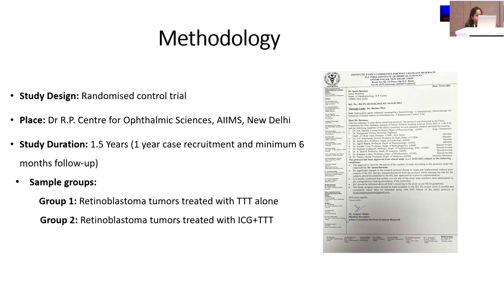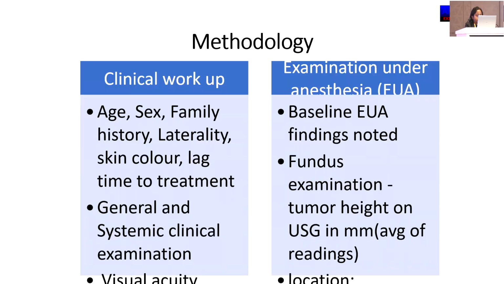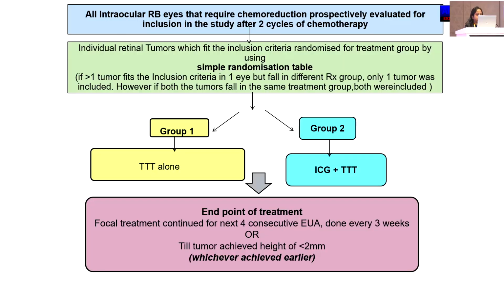So it is a randomized control trial for a period of 1.5 years done in RP Center for Ophthalmic Sciences, AIIMS, New Delhi. The basic methodology includes the clinical workup and examination under anesthesia to note the largest basal diameter and the height of the tumor. All intraocular RBs which require chemoreduction were prospectively evaluated for inclusion in the study after 2 cycles of chemotherapy. Individual retinal tumors which fit the inclusion criteria were divided into 2 groups based on a simple randomization table. Focal treatment was continued for the next 4 consecutive EUAs or till the tumor height was less than 2 mm.